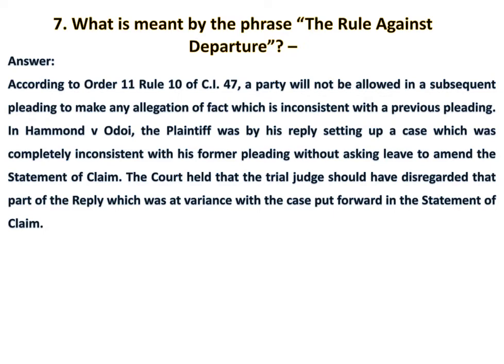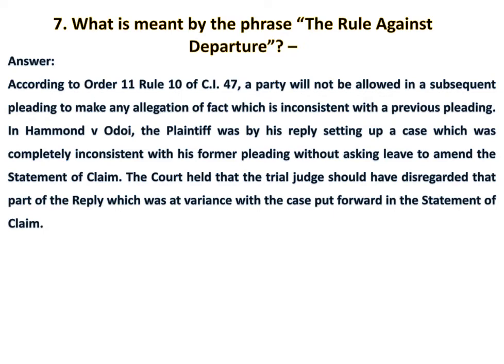So according to Order 11 Rule 10, a party will not be allowed in the subsequent pleading to make any allegation of fact which is inconsistent with a previous pleading. In Hammond and Odway, the plaintiff was, by his reply, setting up a case which was completely inconsistent with his former pleading without asking leave to amend the statement of claim. In other words, the plaintiff has advanced a case in the statement of claim, but in his reply, he was seeking to advance a case which was inconsistent with what was in the statement of claim. Because the plaintiff has filed the statement of claim, the defendant files his defense, and then in your reply as plaintiff, you are putting a fact there which is inconsistent with what you have in your statement of claim. The court held that the trial judge should have disregarded that part of the reply, which was at variance with the case put forward in the statement of claim.